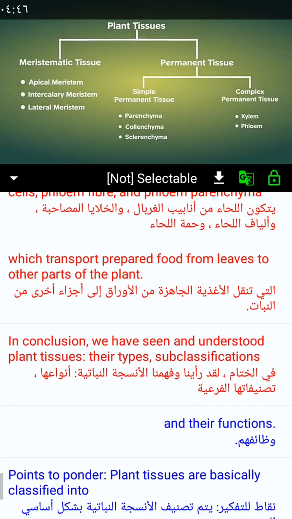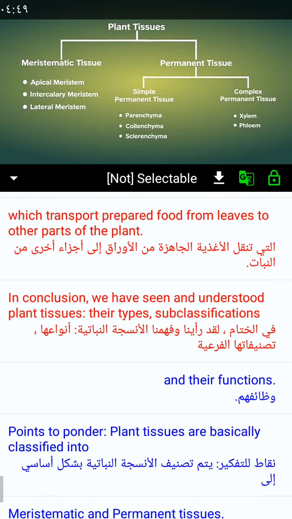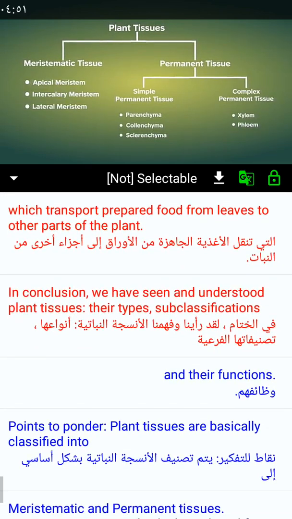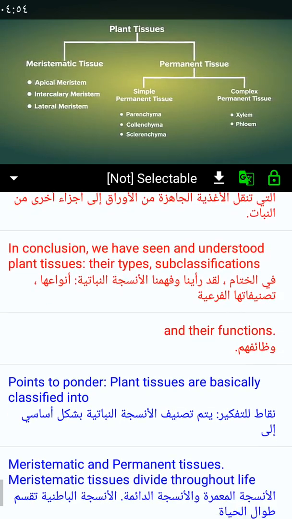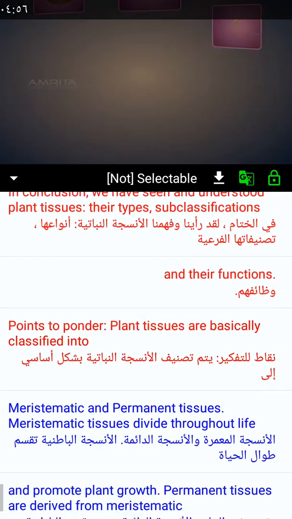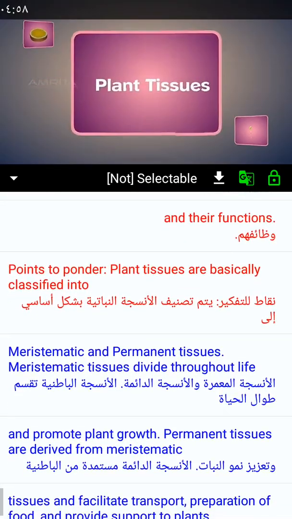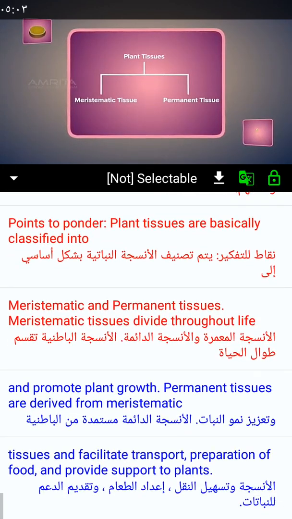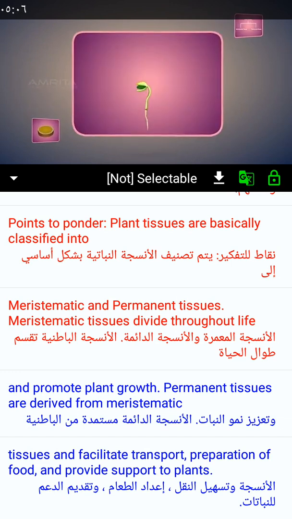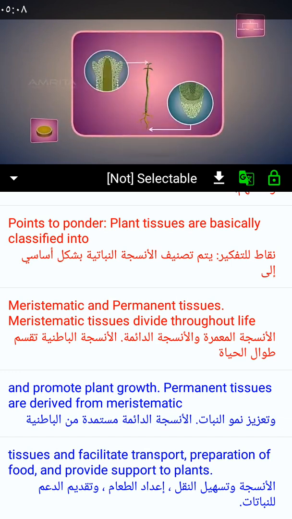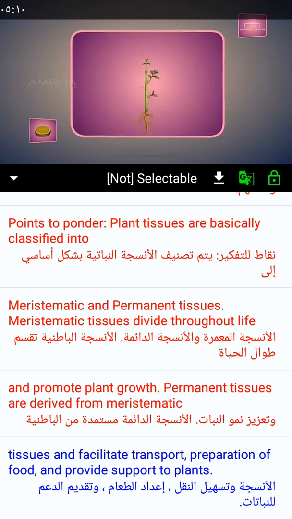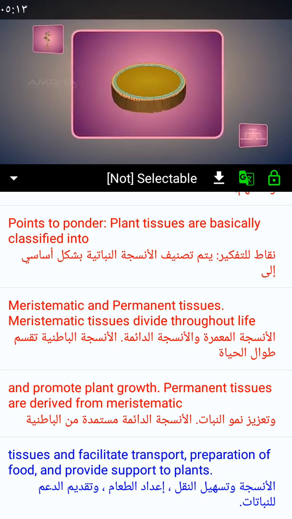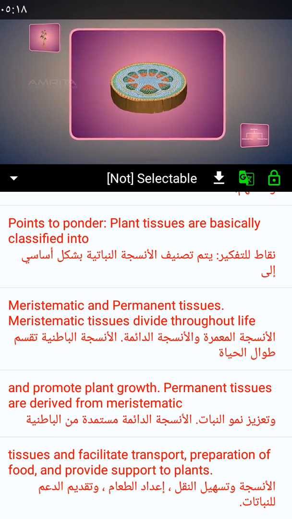In conclusion, we have seen and understood the plant tissues, their types, subclassifications, and their functions. Things to remember: plant tissues are basically classified into meristematic and permanent tissues. Meristematic tissues divide throughout their life and promote plant growth. Permanent tissues are derived from meristematic tissues and facilitate transport, preparation of food, and provide support to plants.